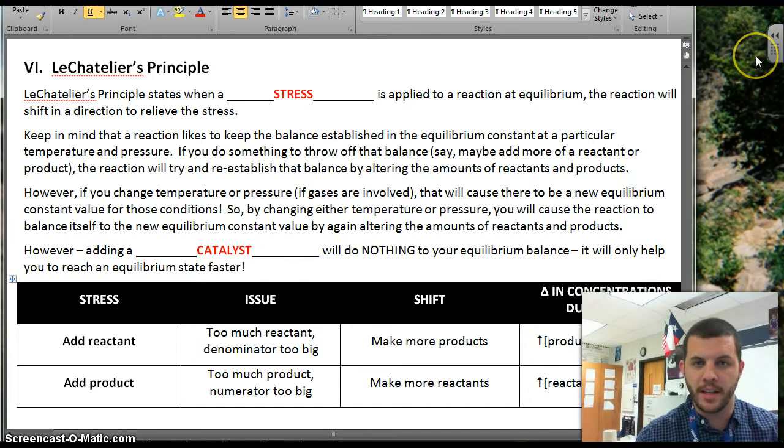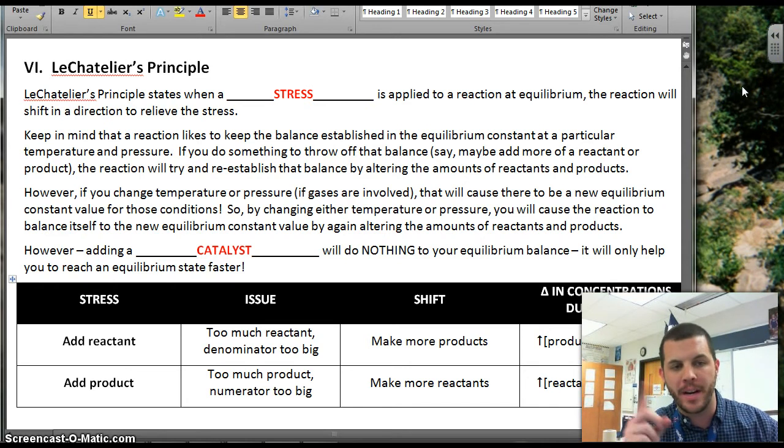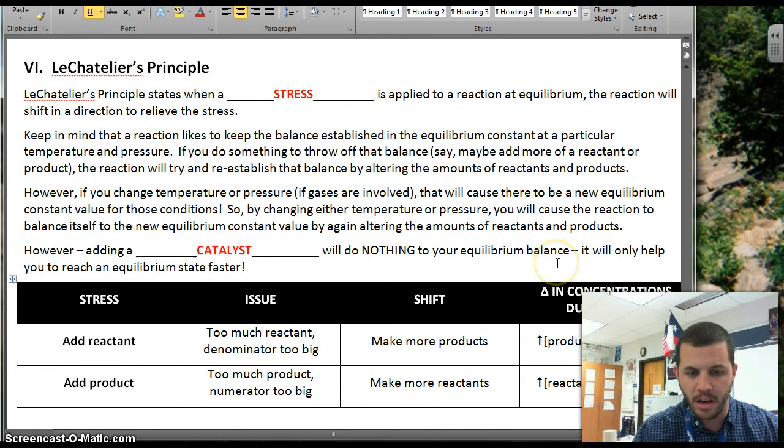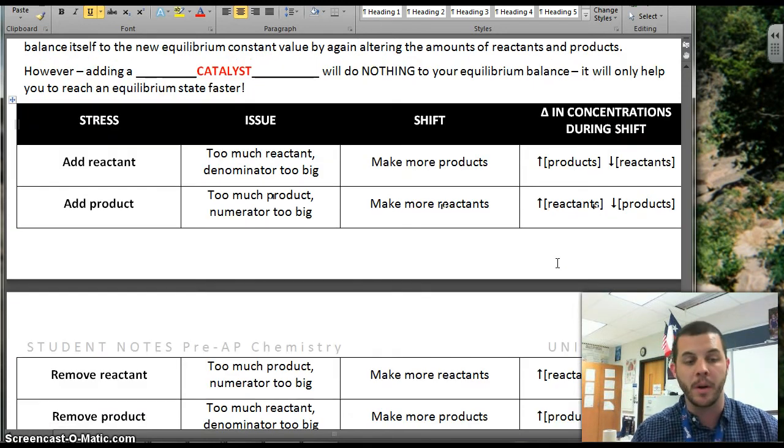Hey, let's talk about Le Chatelier's principle. Le Chatelier's principle states that when a stress is applied to a reaction at equilibrium, that reaction is going to have to do something. The reaction is going to shift in one direction or the other to relieve the stress. So here are some things that we can do.